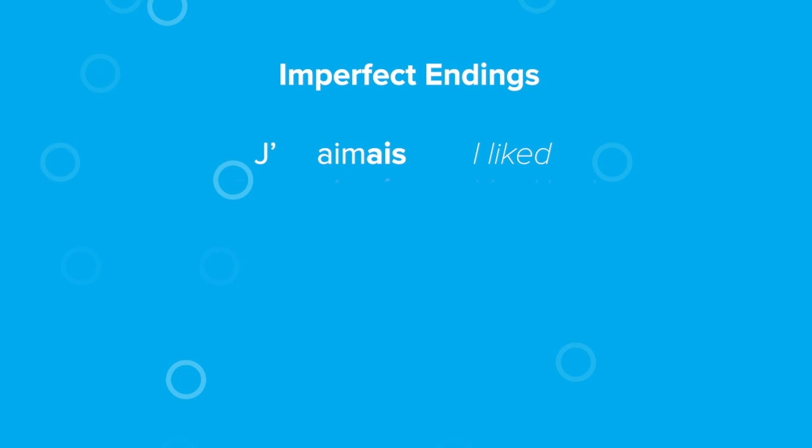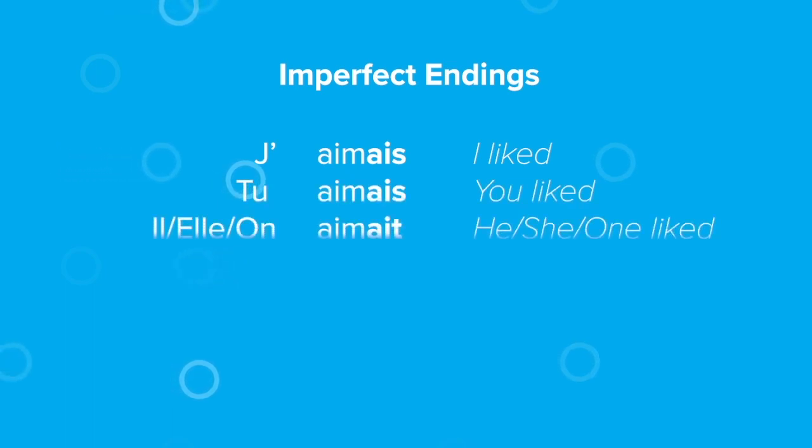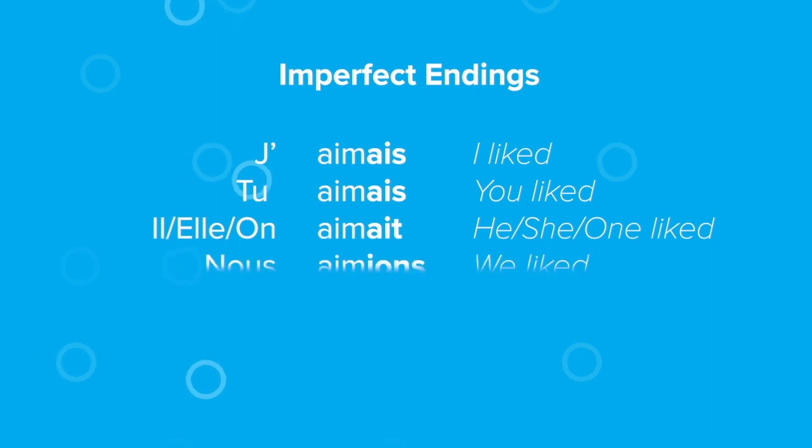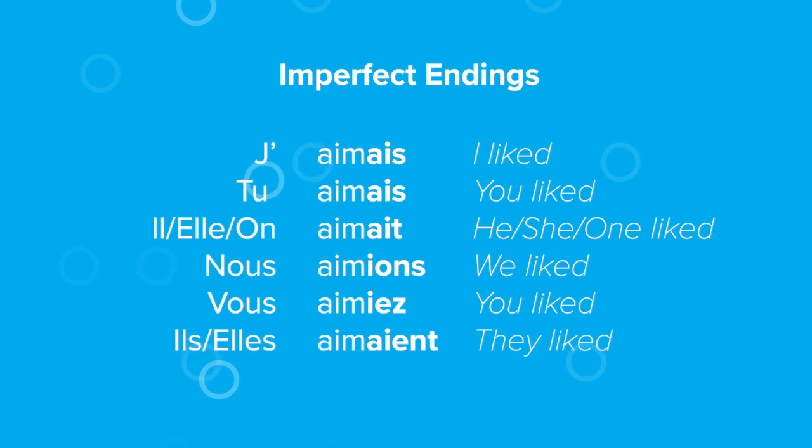J'aimais, AIS. Tu aimais, AIS. Il, elle, aimait, AIT. Nous aimions, IONS. Vous aimiez, IEZ. And ils, elles, aimaient, AIENT.